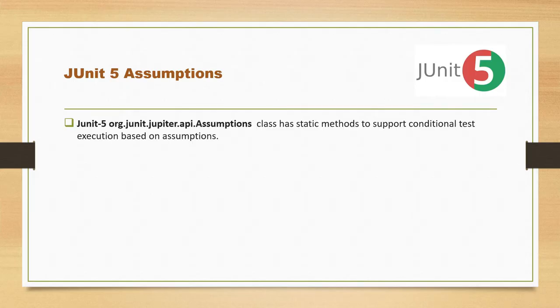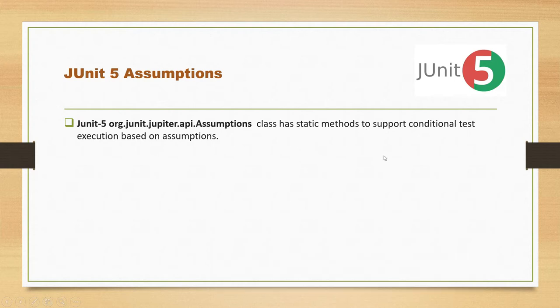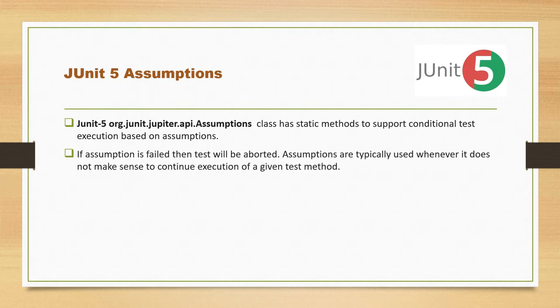So first of all, you need to keep in mind that in JUnit 5, the Assumptions class has static methods to support conditional test execution based on assumptions, right? So Assumptions is a class which has a couple of static methods, and using these we can apply some conditional test depending on whether those assumptions are true or false. Based on that fact, we will decide whether the test will be executed or not. If an assumption fails, then the test will be aborted.